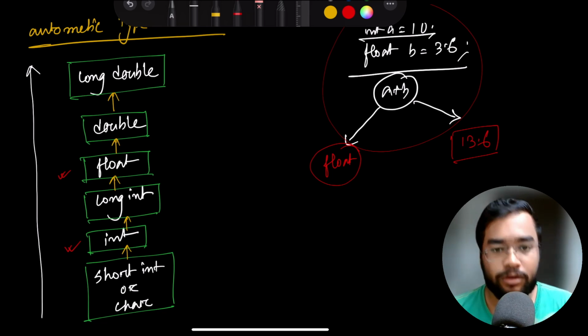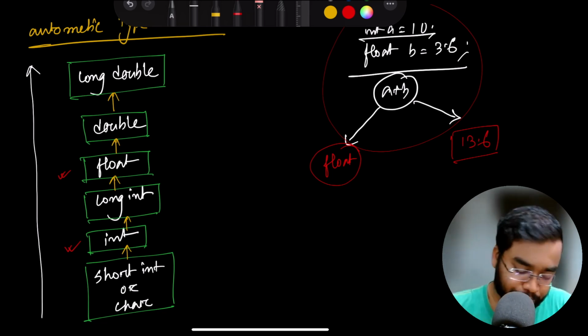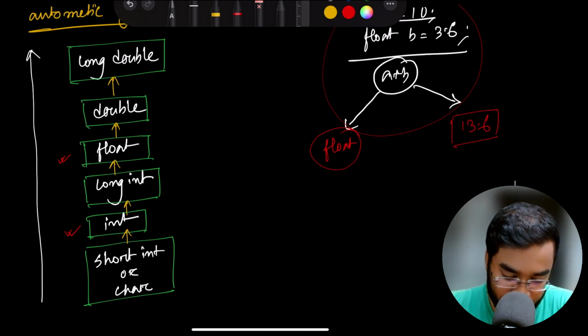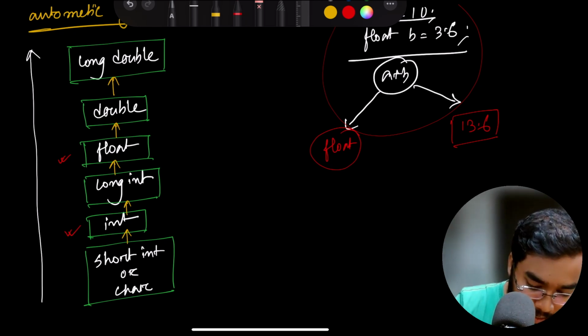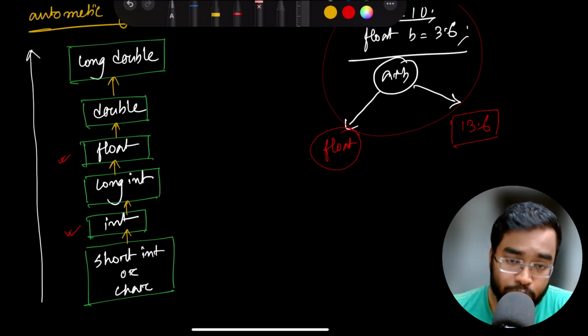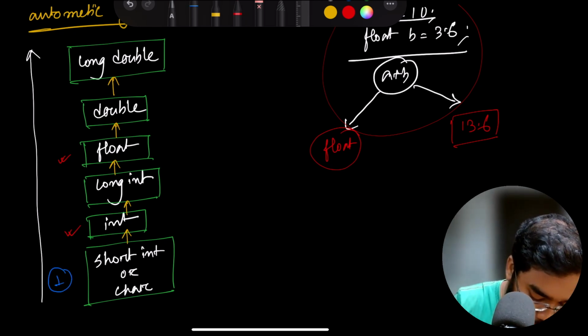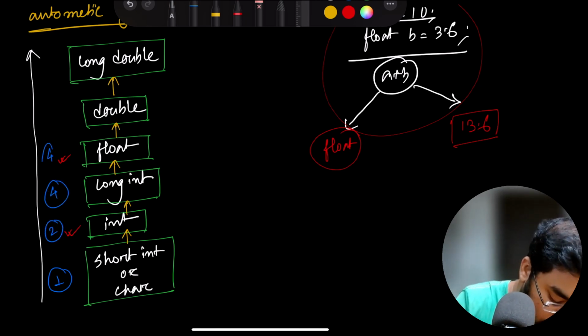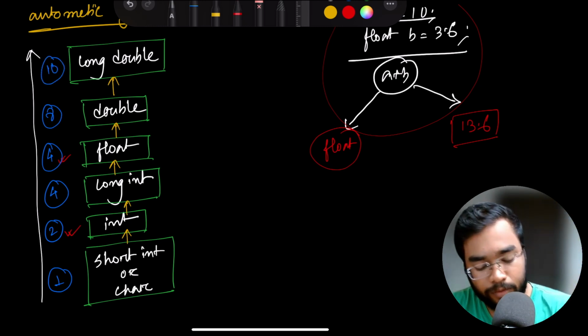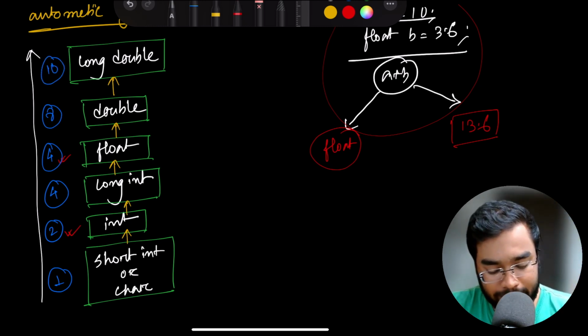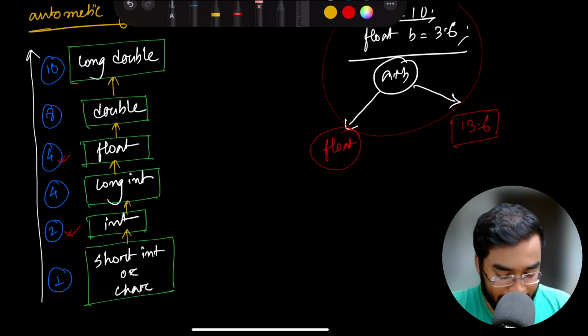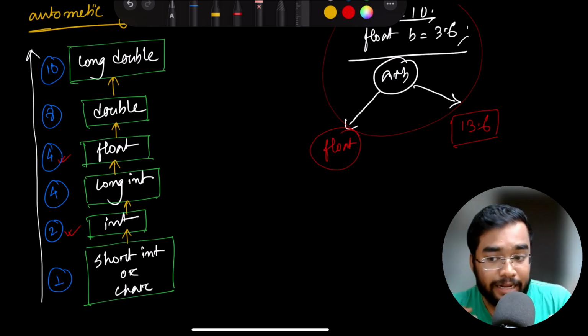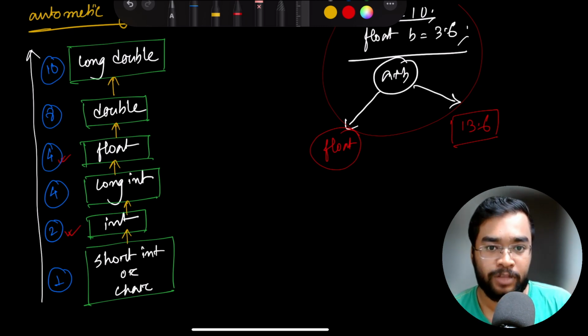Okay, so that you could watch it in a faster way. Yeah. Now, why this kind of thing? So let's check one thing. What is the size of the short int or character? Which is 1. Here it is 2. Here it is 4, 4, 8. And 10, isn't it? So you can see that all the sizes are in increasing order if we go upwards, isn't it?